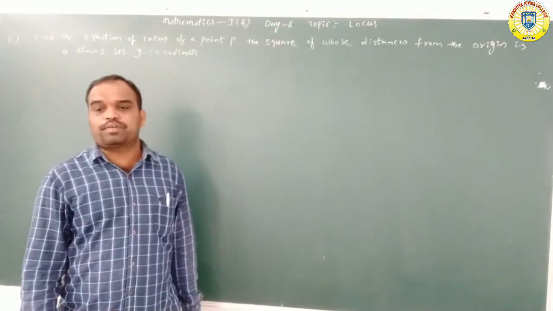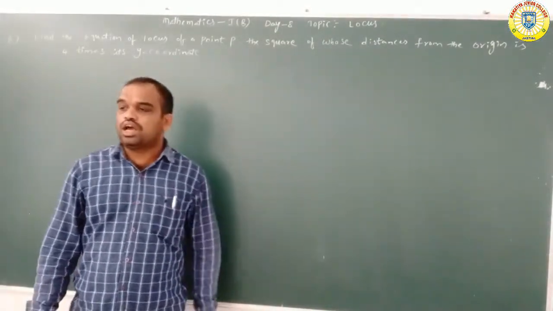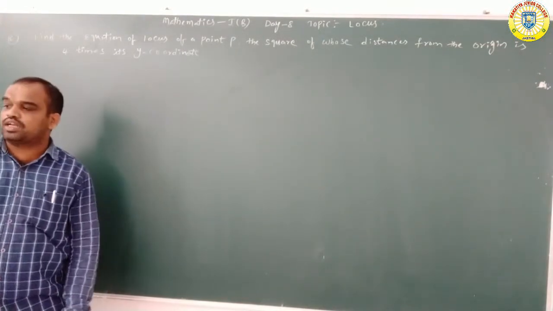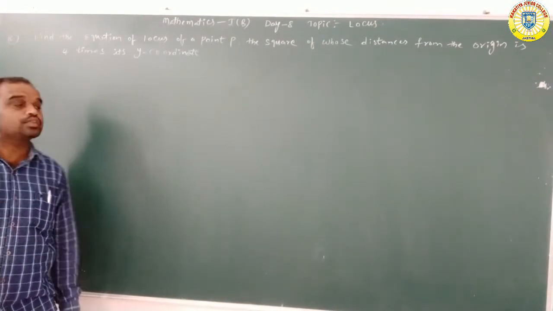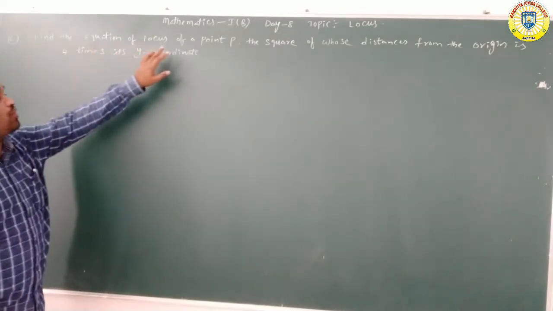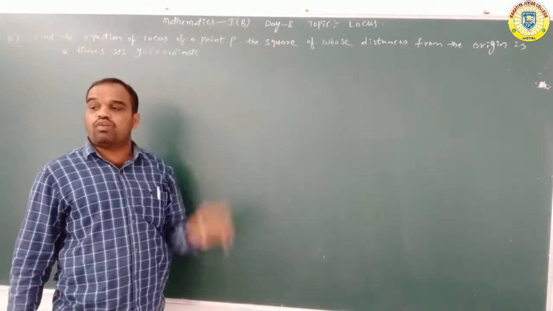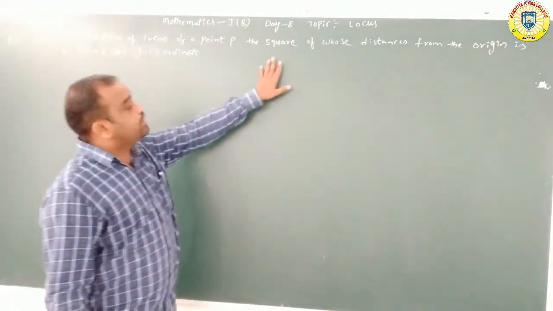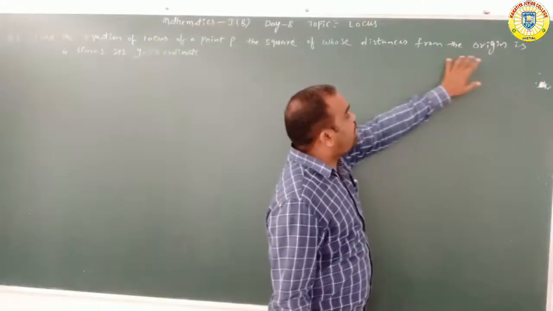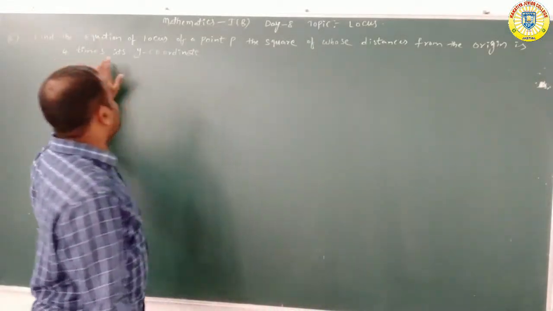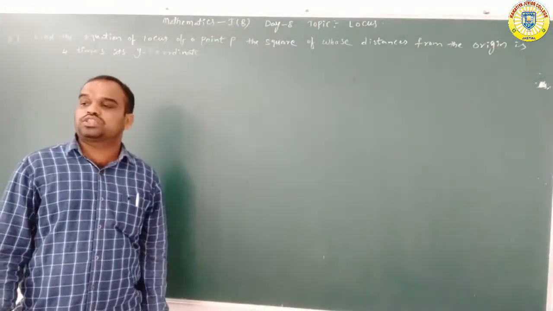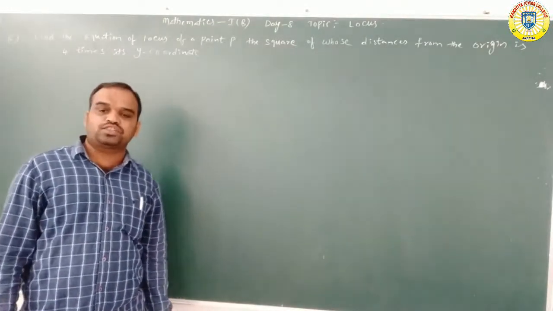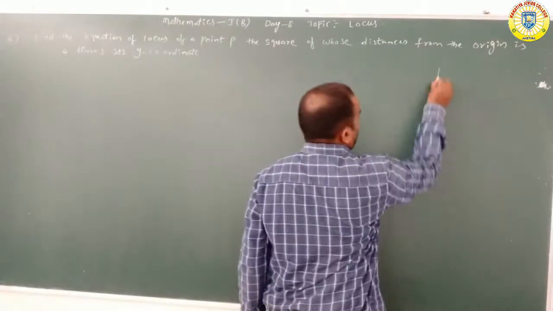So what is our online topic? Locus. Already last class we discussed the 5 problems. Now the 6th problem. Find the equation of locus of a point P, the square of whose distance from the origin is 4 times its y coordinate. That is the meaning here.